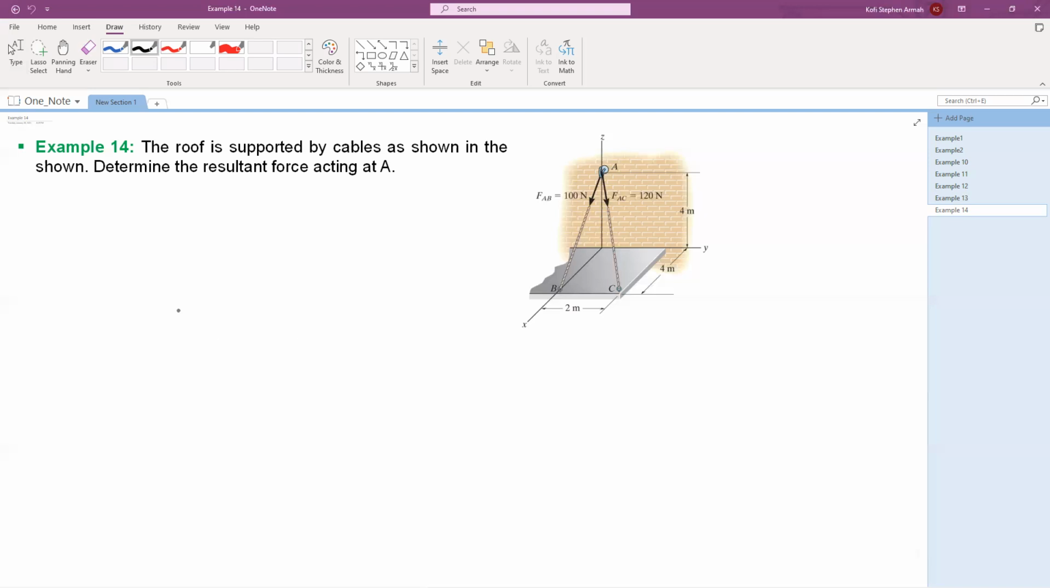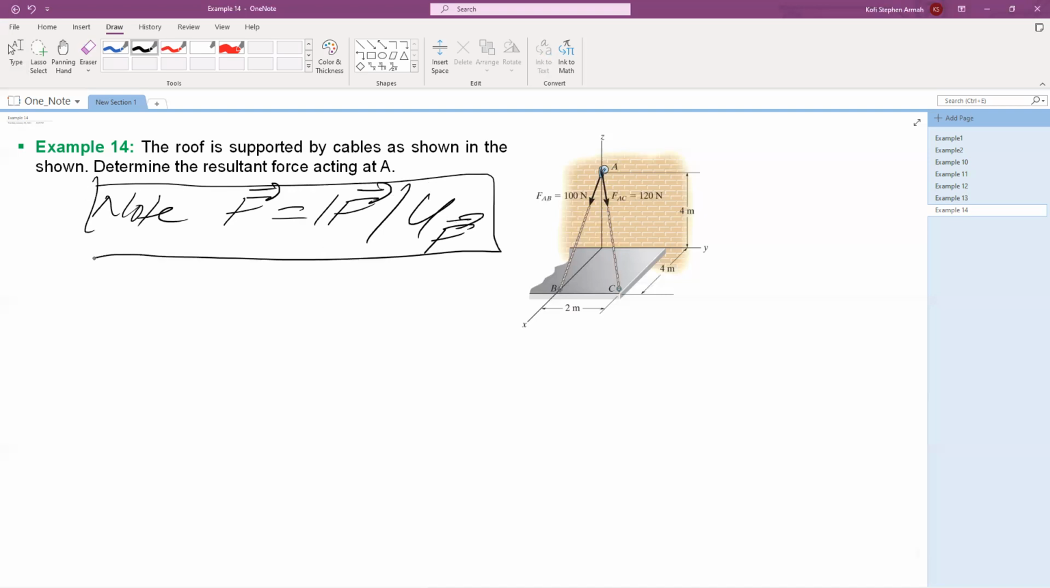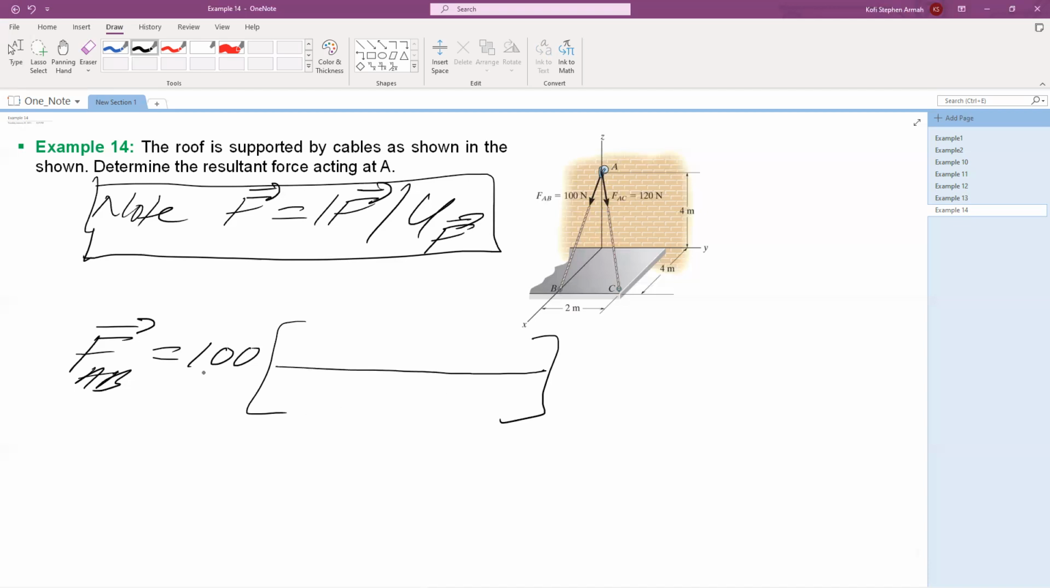Note, it's not part of the solution, but every force is its magnitude times the unit vector in the direction of the force. So the first force is written as vector FAB. And this is its magnitude, which is given as 100. I'm making this compact. I don't need to write any formula. So this is the force F, magnitude 100 times the unit vector.